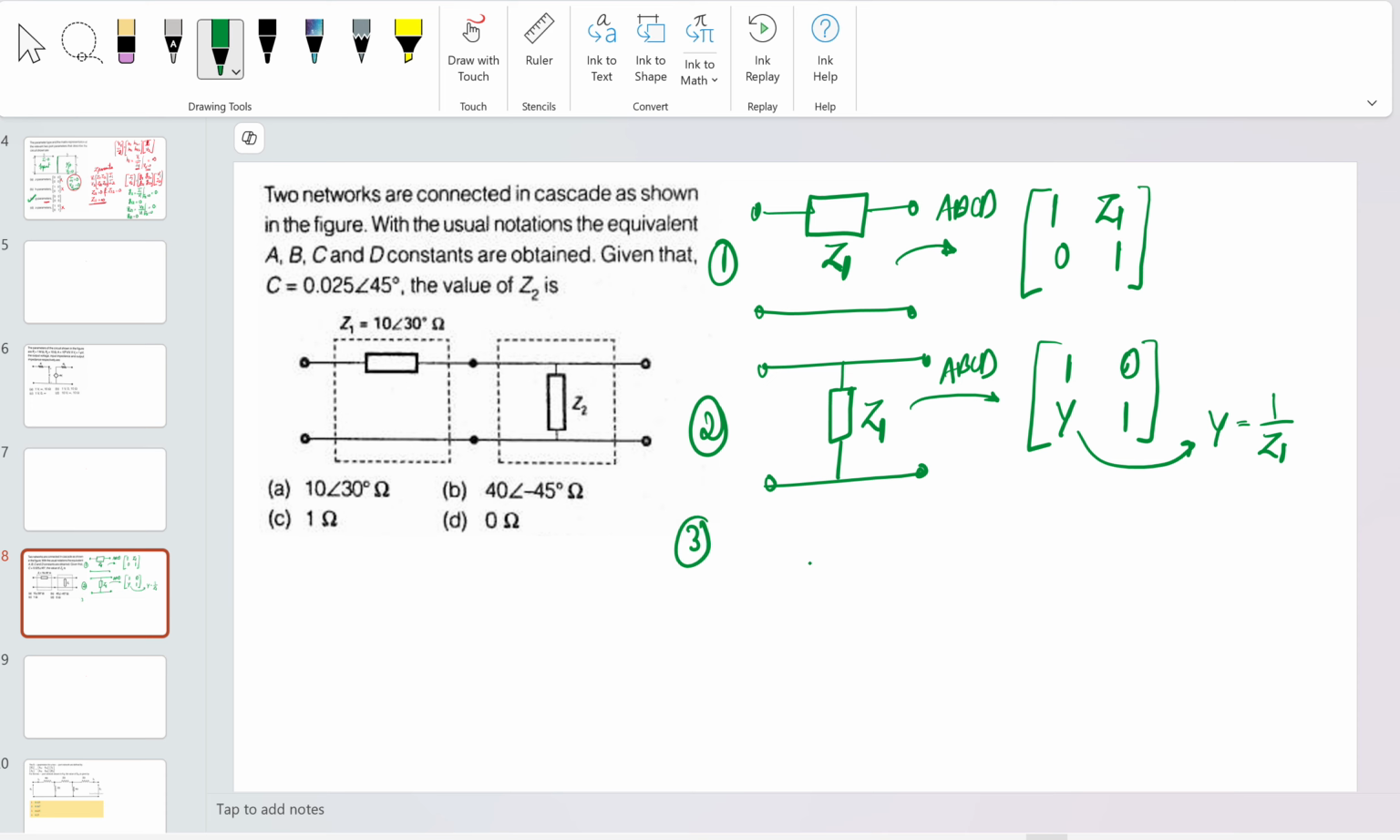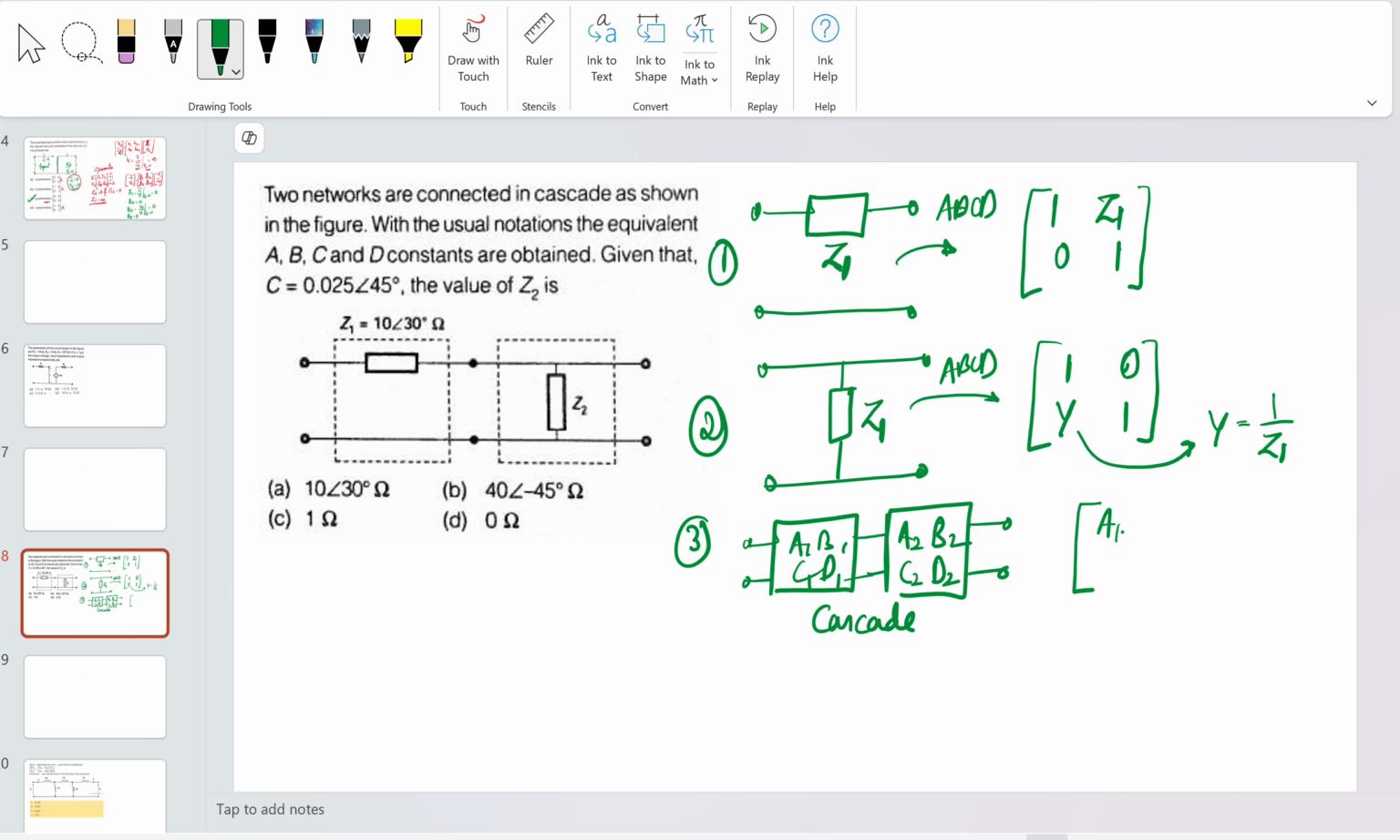And the third is that if you have two ABCD two-port networks, suppose like this, A1, B1, C1, D1, and the second is A2, B2, C2, D2. If they are in cascade formation, you can multiply them. The equivalent will become A1, B1, C1, D1 multiplied by A2, B2, C2, D2, and you will get the final values. So these are the three hints you can incorporate in this problem, whichever is applicable.